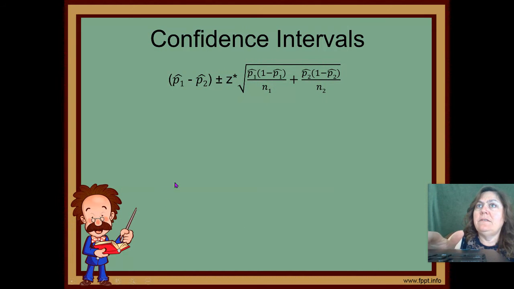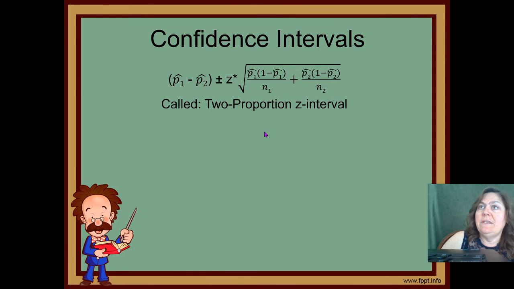Just like the means, instead of putting just p-hat here, the difference of the 2 p-hats goes here. And we go back to our z-star for proportion, just like we did for 1 sample. And then here is our formula now. We're using p-hat 1 and p-hat 2 inside that. Again, it looks just like before, only we've got to add the second one in. This is called a 2-proportion z-interval.